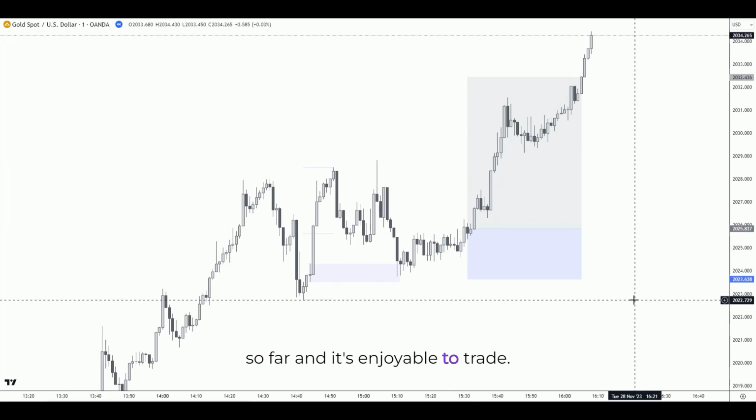So far, it's enjoyable to trade. It's interesting. And everyone's picked it up really quickly in the Discord. So be on the lookout.